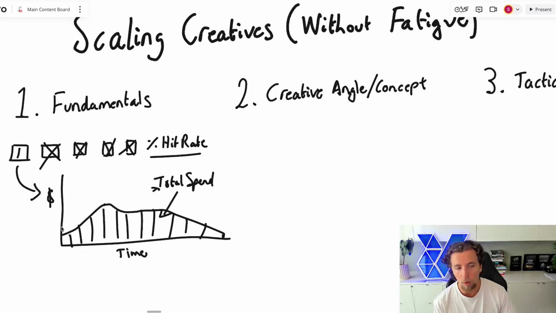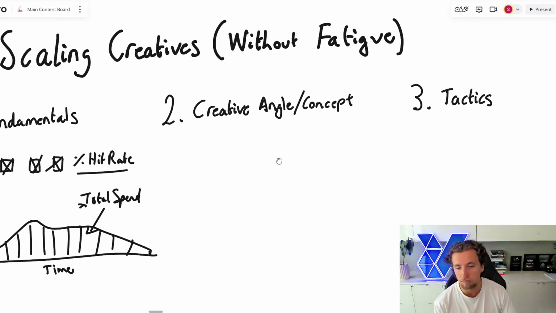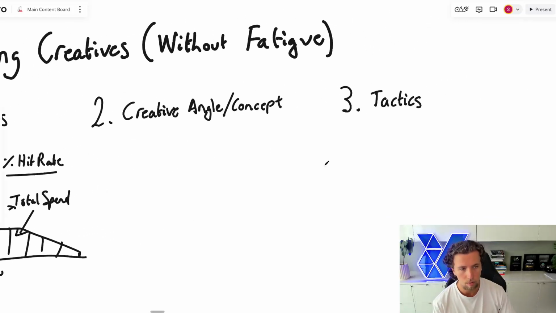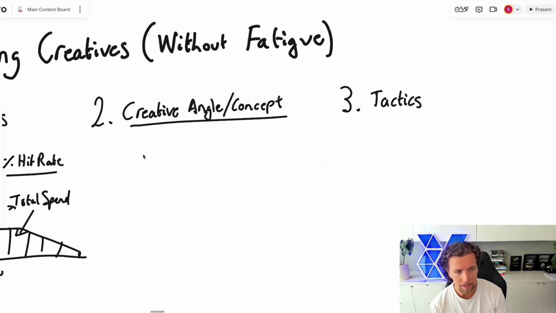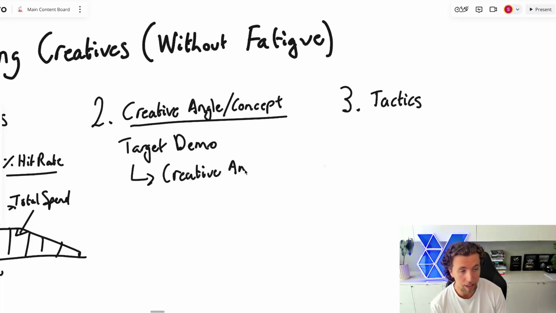Why is it declining? Why can't you get it to spend $20,000, $30,000 and these ads start to fatigue at $2,000, $3,000? Well, it depends on how wide the target demographic is that you're going after within that particular creative angle. And so the creative angle ends up becoming a really important component of how scalable an ad is. And I'll give you a really specific example of this.